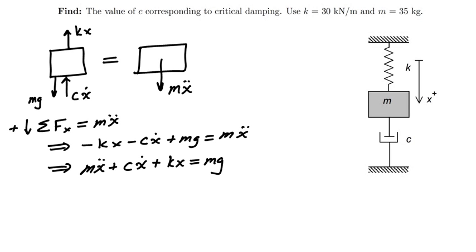Now at this juncture I want to find a value of C that corresponds to critical damping. Critical damping, of course, is a damping ratio statement, namely where the damping ratio is equal to 1. And so in this regard, I want to mass normalize this equation of motion. So if I divide through by mass, I'll have x double dot plus c over m times x dot plus k over m times x is going to equal, in this case, simply g.